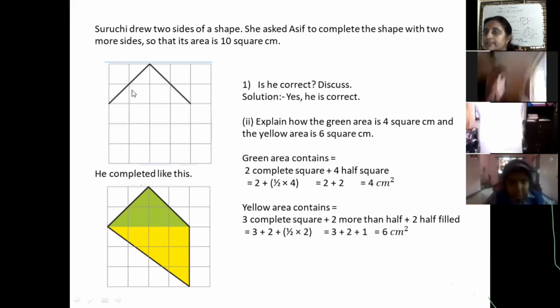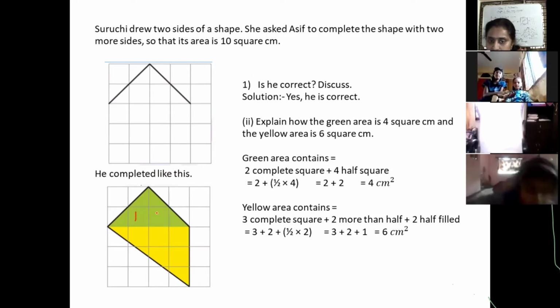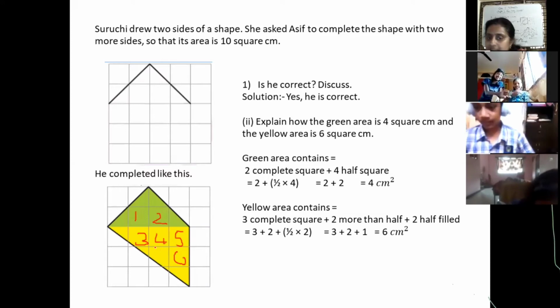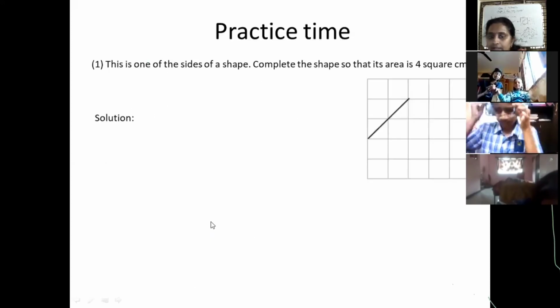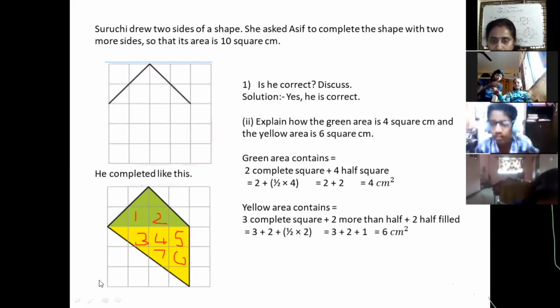So it should be 10 square centimeters. Okay. Let us count how many. What is the area? 1, 2, 3, 4, 5, 6. This is more than half. That's why I am counting it as a full square. Okay.